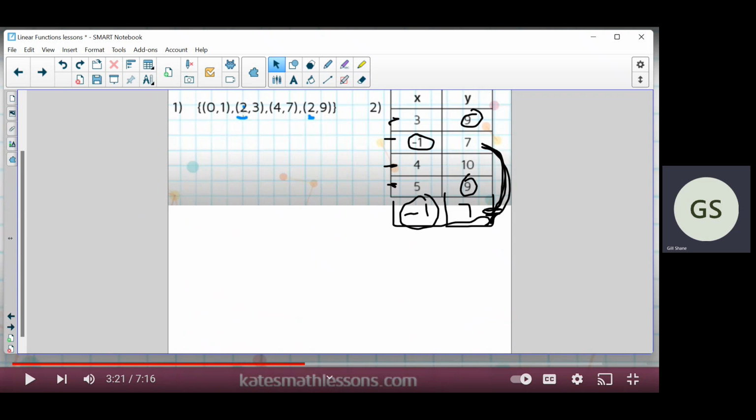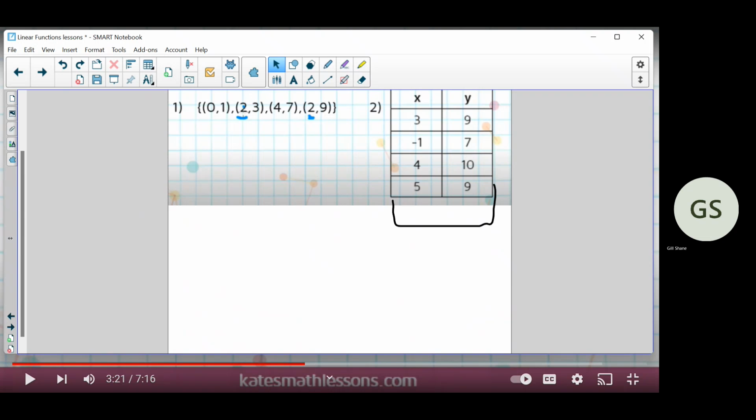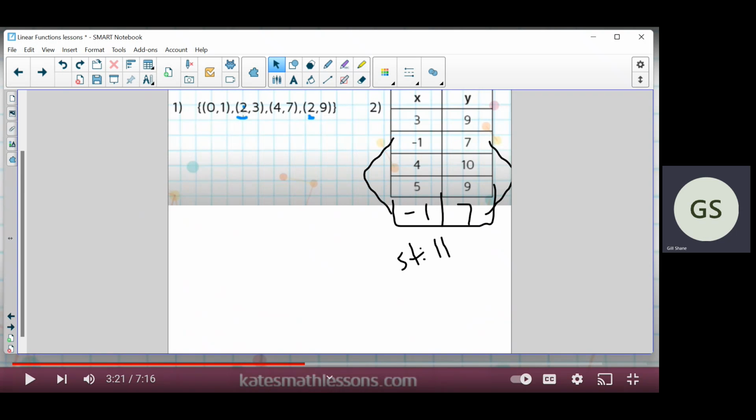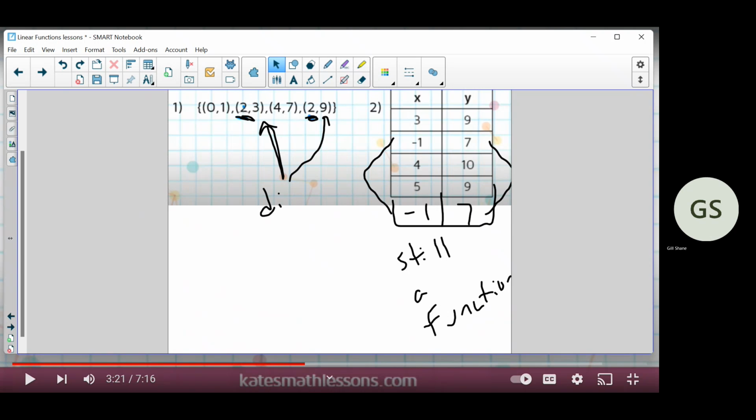It's okay to have your x value repeat, like right here. That's okay, as long as you have the same y value, which we do. So same x value, same y value, that is still a function. The only time it is not a function is if you repeat the x, like we did here with the 2, we repeated the input, but we got a different output. That's when it is not a function.